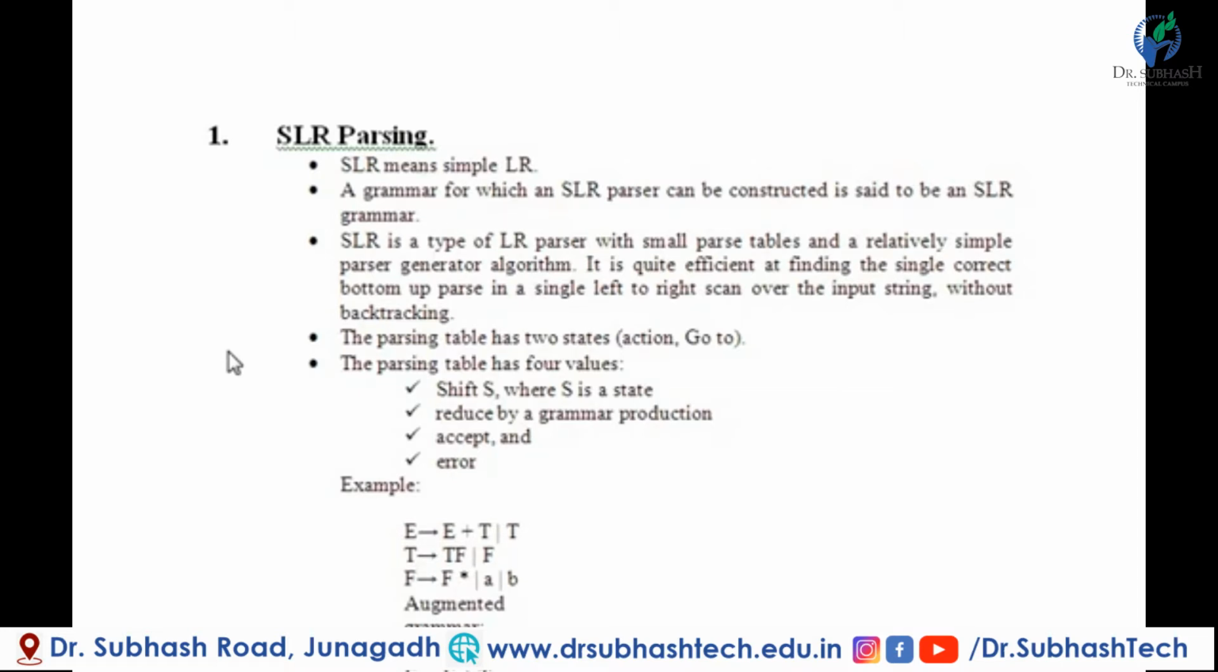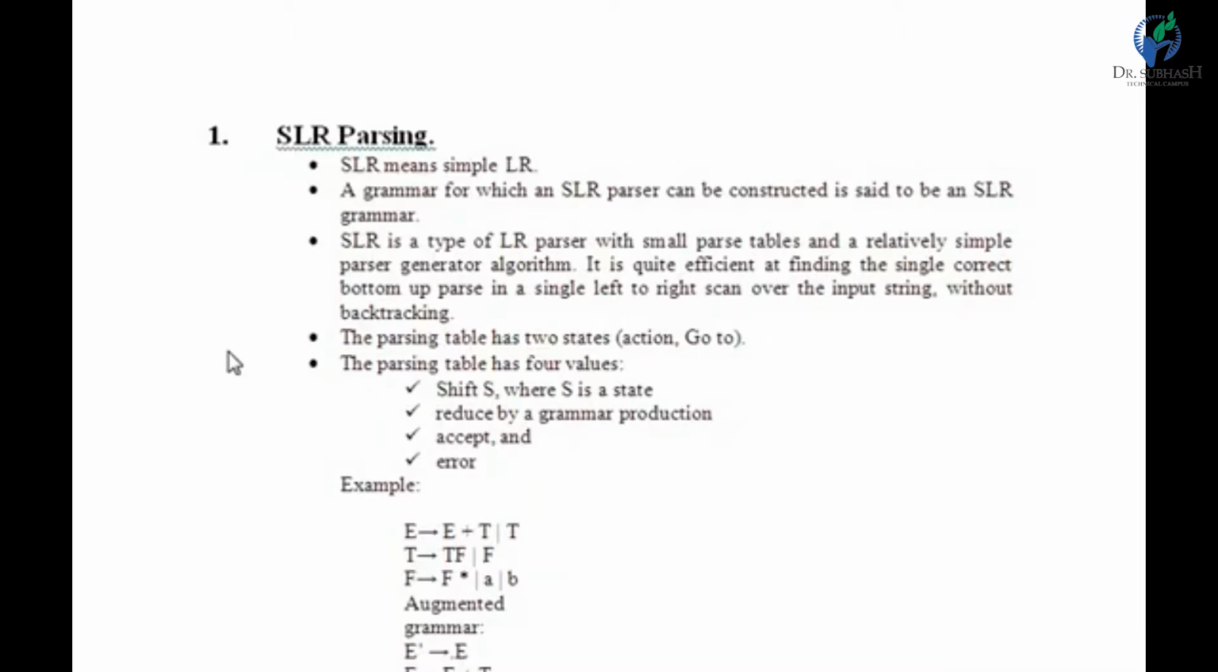Among these three, CLR is the most powerful parser. Second one is LALR and third is SLR. SLR is easiest to implement and least powerful. CLR is most powerful but most expensive, and LALR is intermediate in power and cost between the SLR and CLR.